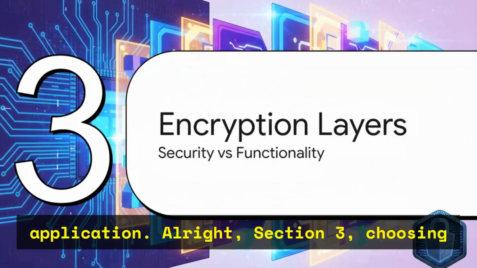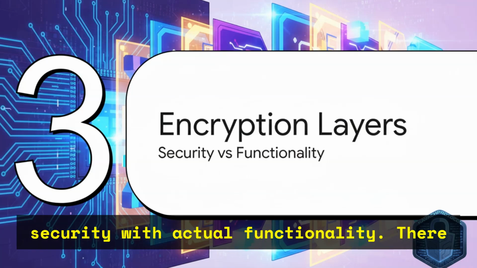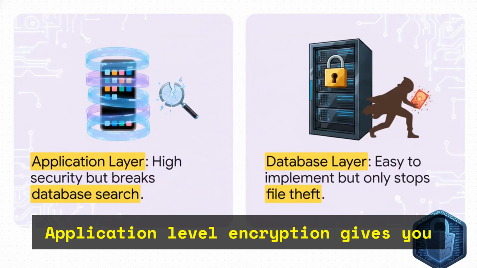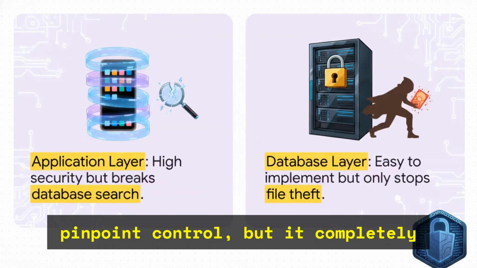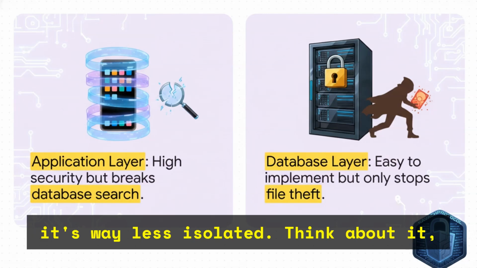All right, Section 3, choosing your encryption layers, where we balance security with actual functionality. There is a really stark trade-off here. Application-level encryption gives you pinpoint control, but it completely breaks database functionality. Meanwhile, database encryption is super easy, but it's way less isolated. Think about it.